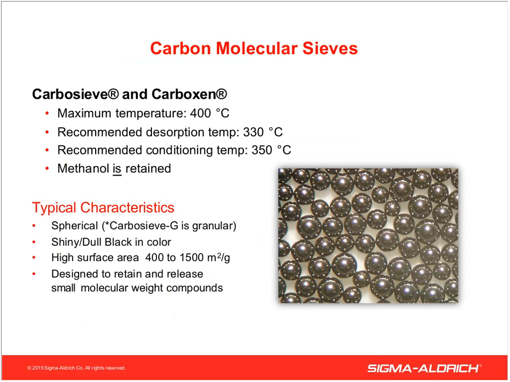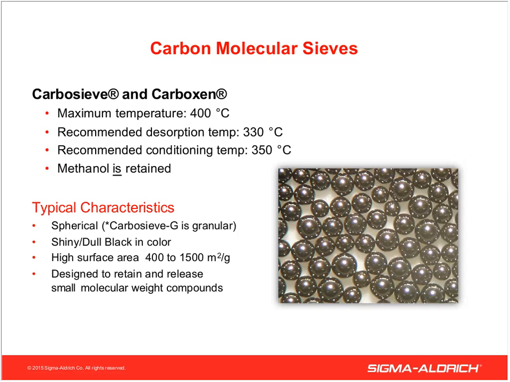So some of the characteristics of the Carbosieves and Carboxens: they have a high maximum temperature limit of 400 degrees, a desorption temperature of 330, and a recommended conditioning temperature of 350. However, methanol is retained on these carbon molecular sieves. Since methanol is also small, it will be trapped by them. And when we're spiking our calibration standards made with methanol, we have to be careful not to overload during the spiking, so we need to keep those volumes very low.